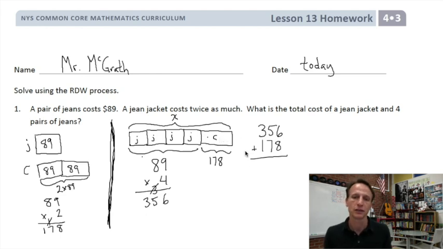Now you tell me. Okay, let's add. 6 plus 8 is 14. We'll place the 4, regroup the 1. 6 plus 7 is 13. Good. We'll place 3, regroup the 1. 1 plus 3 plus 1 is 5.